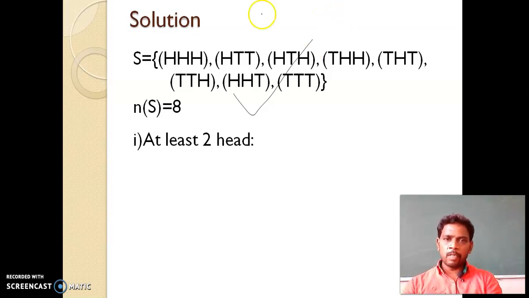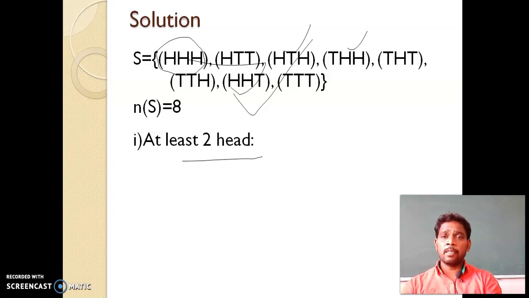So minimum 2 heads. First you can find the outcomes with minimum 2 heads here. So 2 heads are here: 1, 2, and here 3. They are having 2 heads, and you can include the maximum also. I need minimum 2 heads, so we can include the maximum, which is 3 heads, also. The remaining ones have only 1 head, so leave them because I need minimum 2 heads.